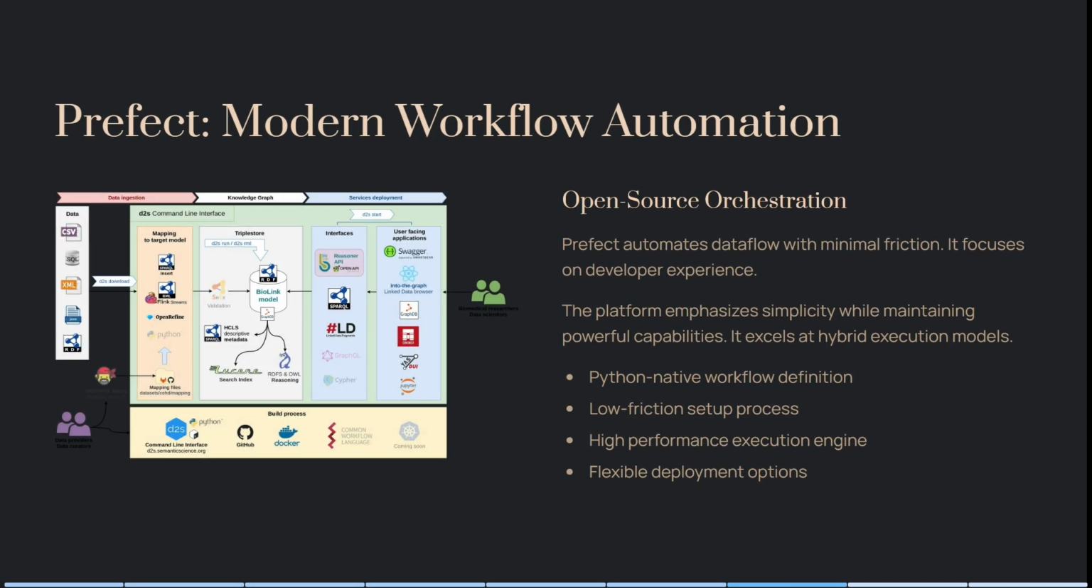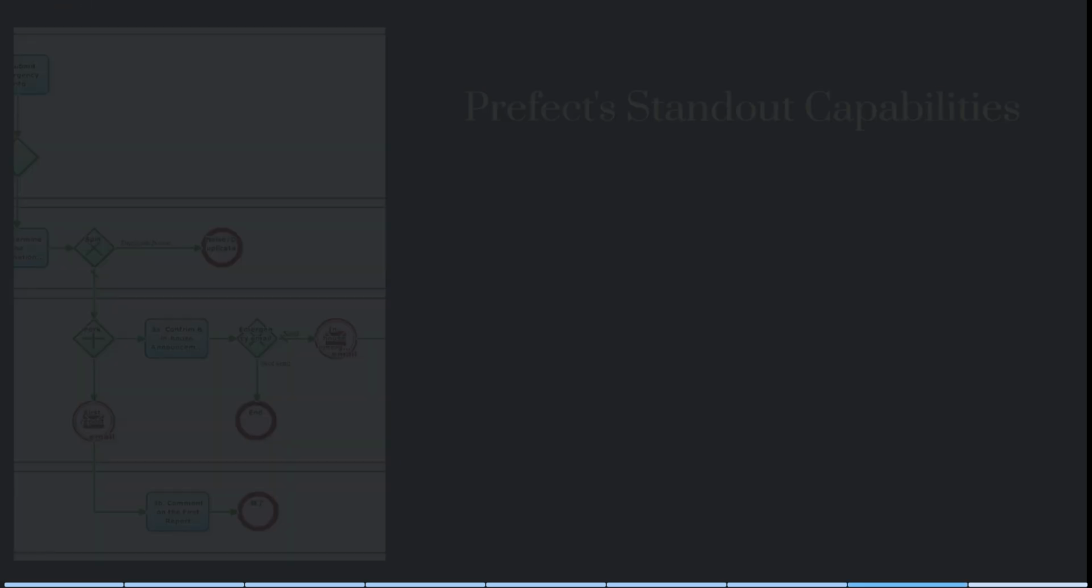Let's have a look at Prefect now. If you're looking for modern workflow automation, this is a great tool. It's perfect to automate data flows with minimal friction. It focuses more on the developer experience. The platform also emphasizes simplicity while maintaining its powerful capabilities. It also excels at hybrid execution models. It's a Python native workflow. It has low friction setup processes. It has high performance execution engines, and it's a flexible deployment option.